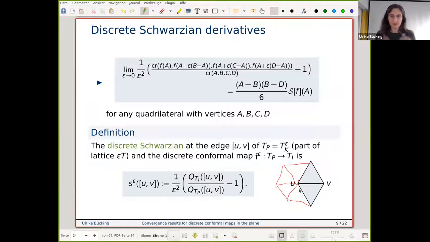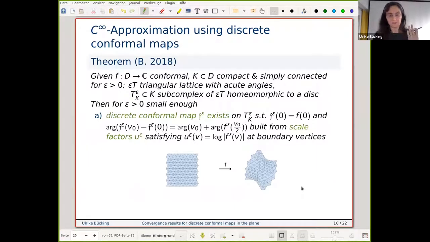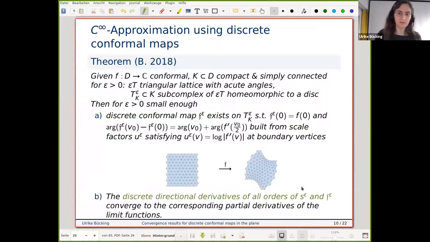And this is very nice because then you can use this and prove some regularity, because the Laplacian is nice, and you can prove some regularity and get this infinity convergence out of this. So this is why I considered the discrete Schwarzians, and then we can come back to our theorem and get this additional convergence of directional derivatives of all orders.